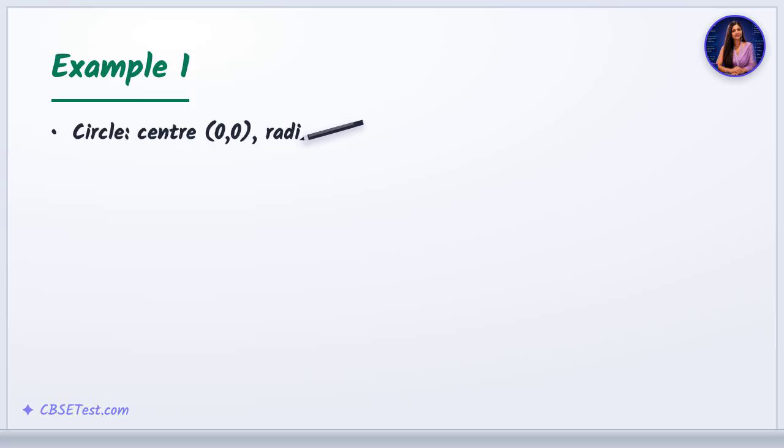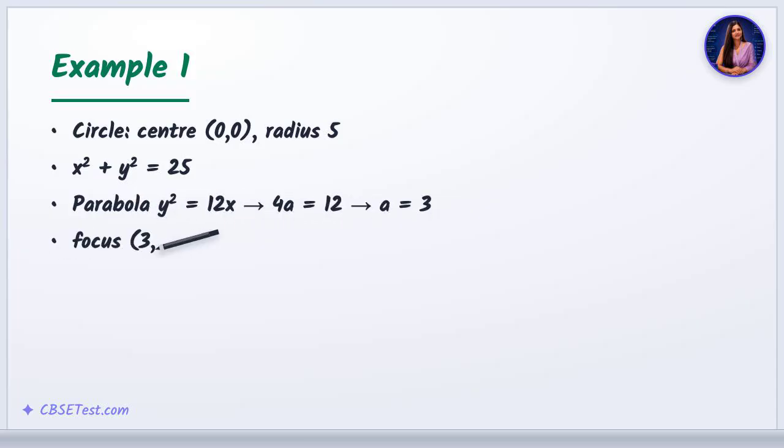A circle of radius 5 at the origin is x squared plus y squared equals 25. For the parabola, y squared equals 12x. 4a is 12, so a is 3 and the focus is at (3, 0).